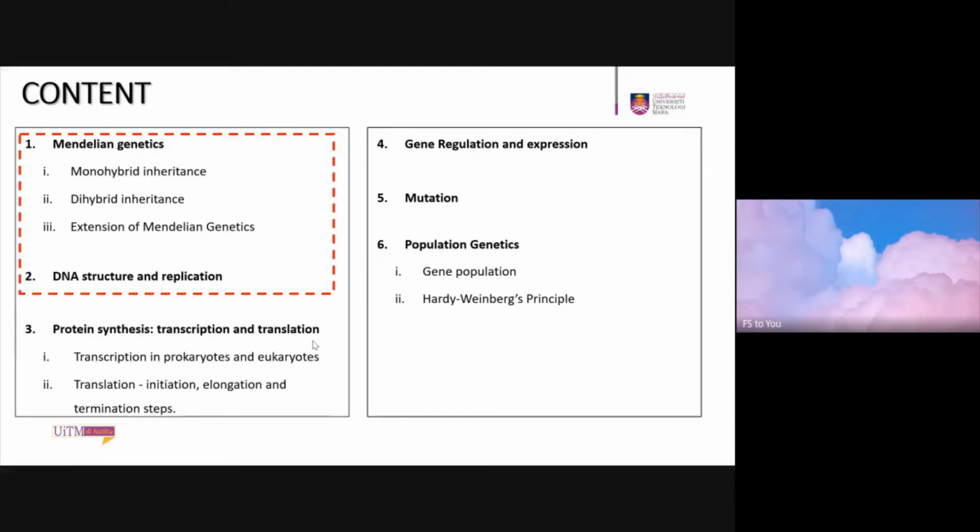So lepas awak dah faham, okay, DNA ni fungsi dia adalah untuk store information. Lepas tu information tu digunakan untuk menghasilkan protein. So lepas tu baru kita boleh tengok, okay, macam mana sebenarnya, apa faktor sebenarnya yang mempengaruhi sesuatu gene tu boleh menghasilkan protein. Faham? Itu adalah gene regulation and expression.